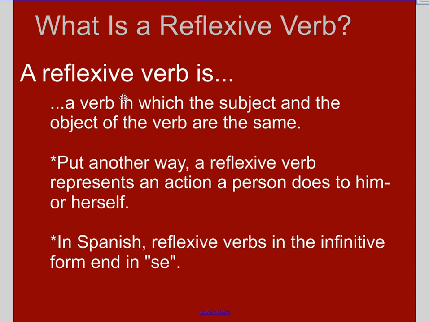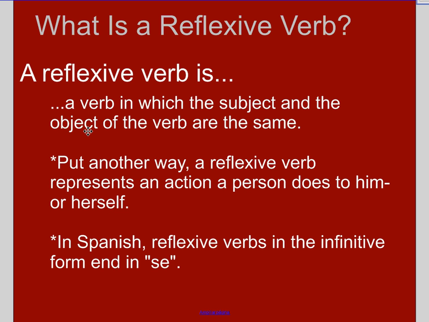All right, so first, what is a reflexive verb? Well, a reflexive verb is a verb in which the subject and the object of the verb are the same. The subject is the person who does the action, and the object is the person who receives the action. Or put another way, a reflexive verb represents an action a person does to him or herself.